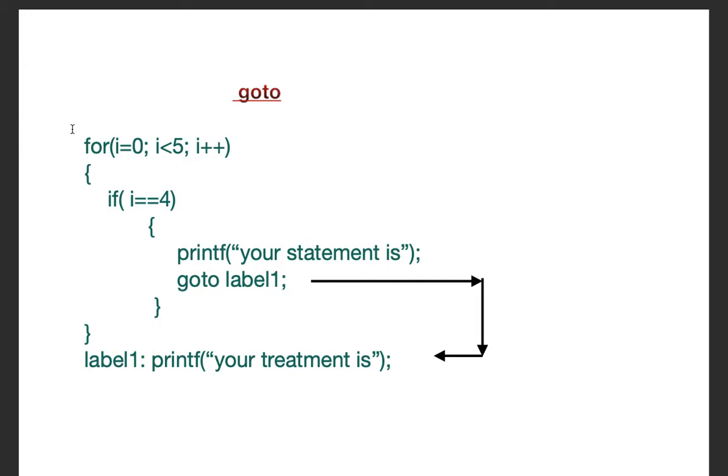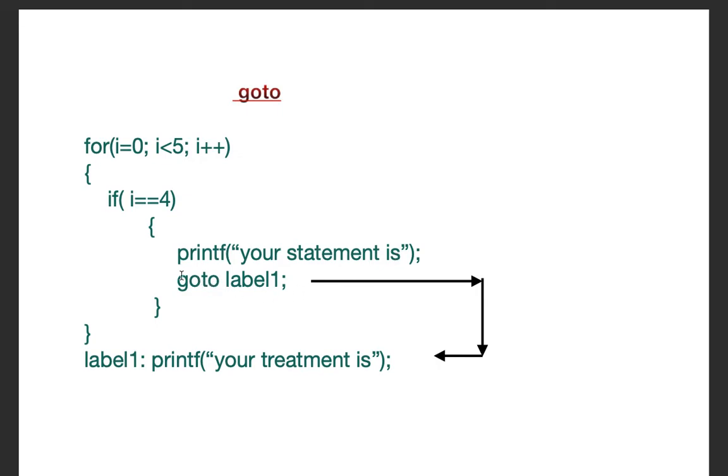But again it moves to the for loop, and the value of i is incremented to 1. Now again the value of i is 1, the condition is checked, 1 is less than 5, it is true, then it again comes inside the loop and checks the condition. This condition is not true, so it is not going to execute this statement. Similarly for 2 and 3. Now when the value of i becomes 4, it comes inside the loop and checks this condition. This condition is true. Now it is going to print your statement.